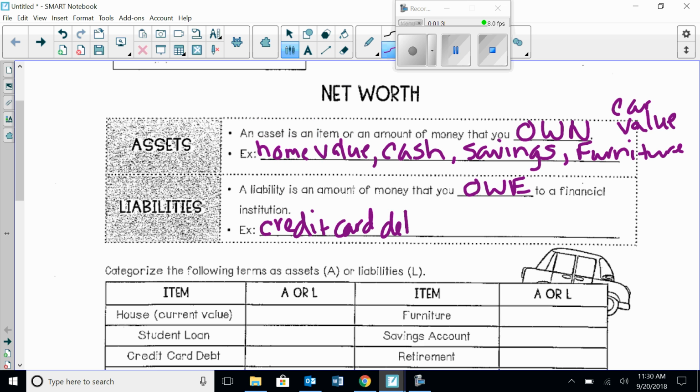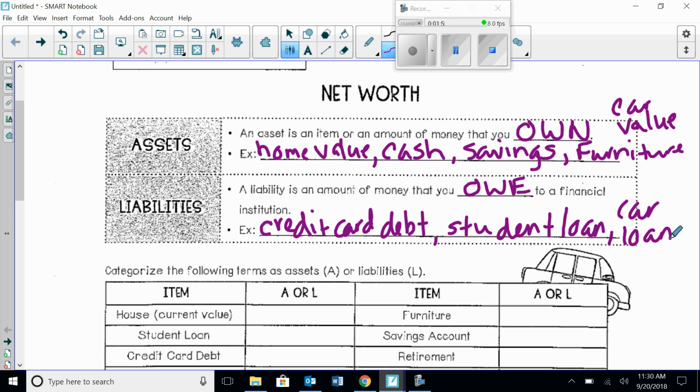Y'all learned last year that anytime you charge a credit card, you're going to have to pay that back. This is a student loan. This is a car loan. And this is even your house loan until you get the mortgage fully paid back, and then you no longer owe that money.